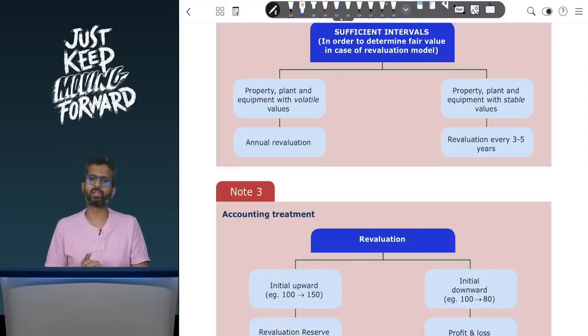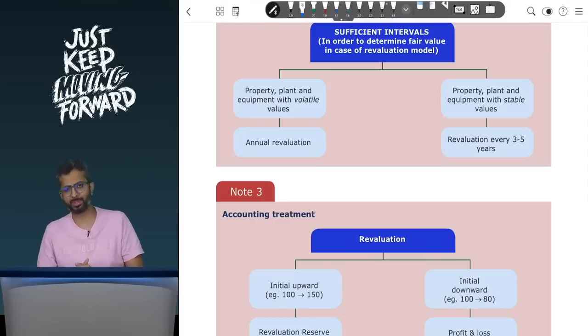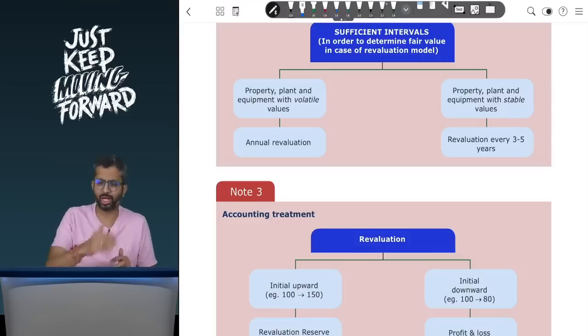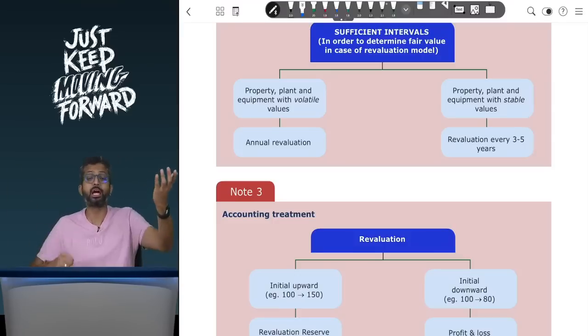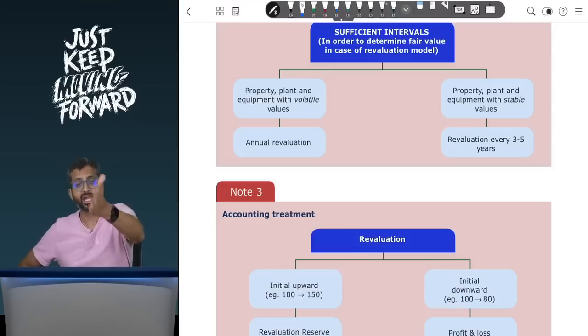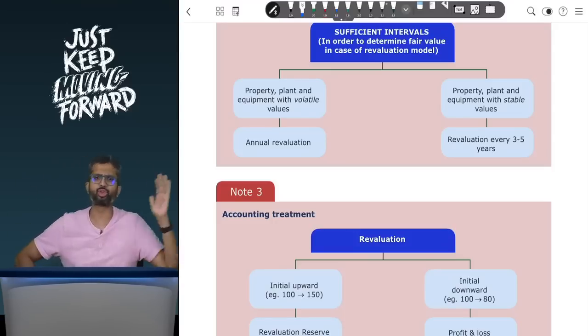What do you do with the balance in the revaluation reserve? You can keep it as it is, or you can transfer it to retained earnings in the ratio of depreciation. Remember, the transfer to retained earnings in the ratio of depreciation is not mandatory. You can do that over the life, because you said that, well, this revaluation is on an asset, the asset is getting depreciated, so let the revaluation reserve also be written off.